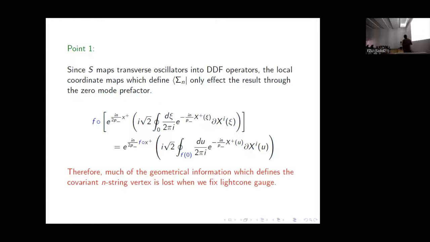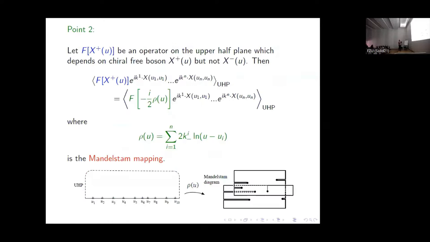So what we immediately learn from this is that much of the geometrical information which defines the covariant n-string vertex is lost once we fix light cone gauge. The only information that could survive has to survive through this zero mode prefactor. So once we are looking at transverse states, the nature of the vertex of the original theory is forgotten.